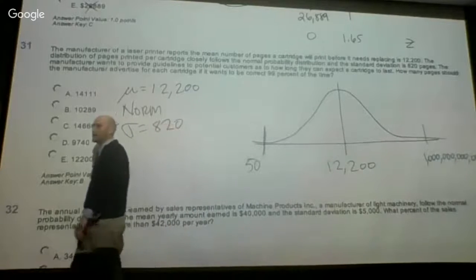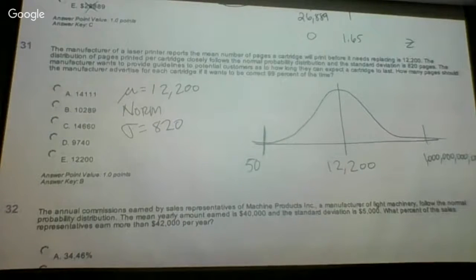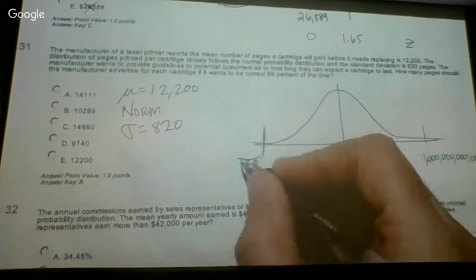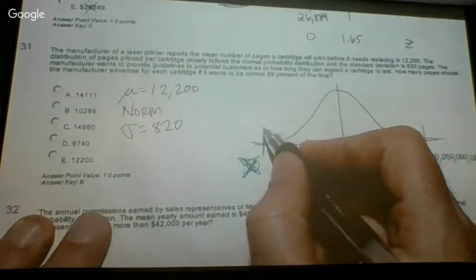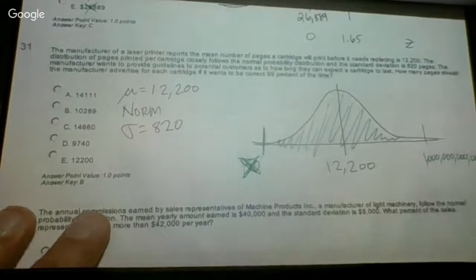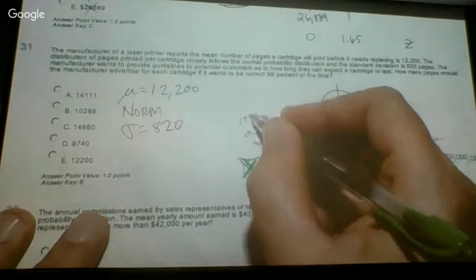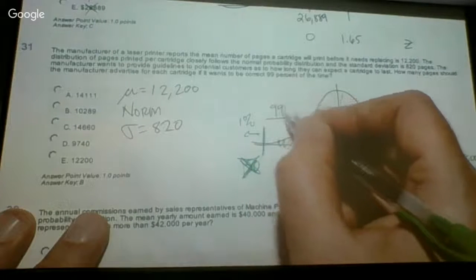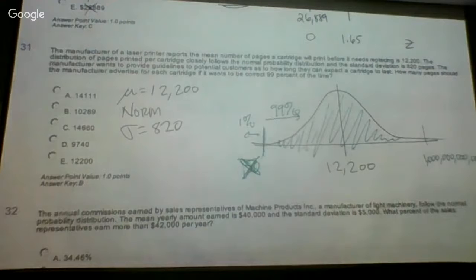That's one of the challenges for problems like this. It's getting which side of this do you put it on. In our case, we have to set this problem up so that 99% is to the right-hand side, and only 1% is over here.